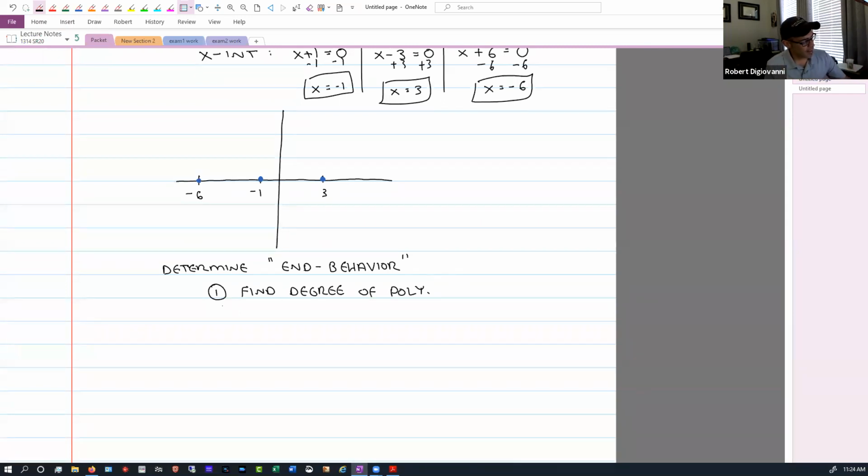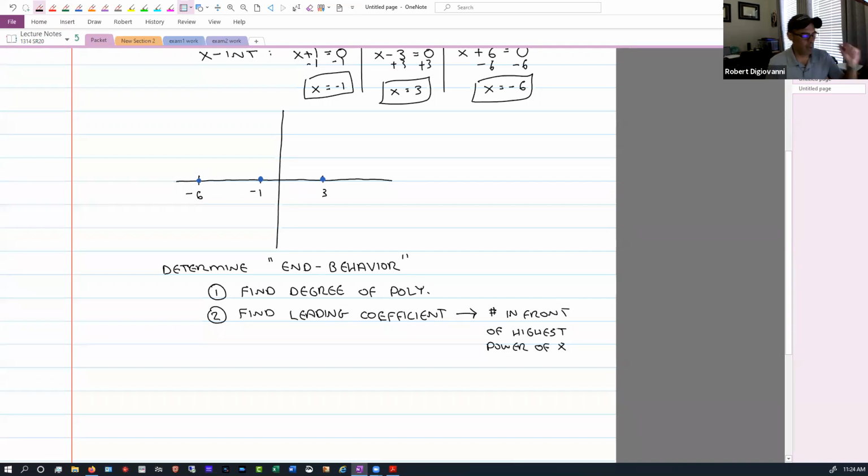Once we find the degree, the next thing we do is find what's called the leading coefficient. And the leading coefficient is the number in front of the highest power of x. Okay, so the leading coefficient is the number, not the x. It's the number that's in front of that highest power of x. Once you find these two things, you can determine what happens on the ends of the polynomial.